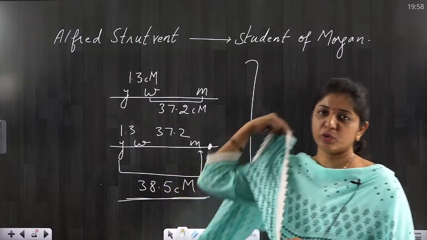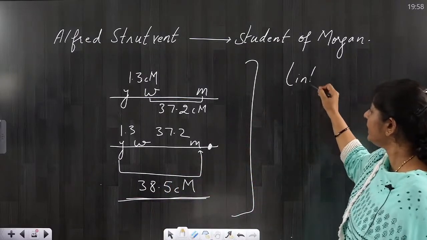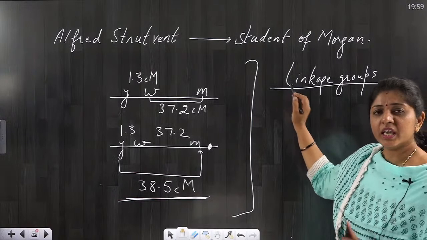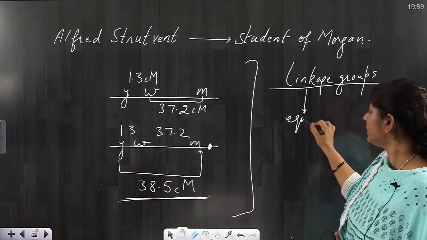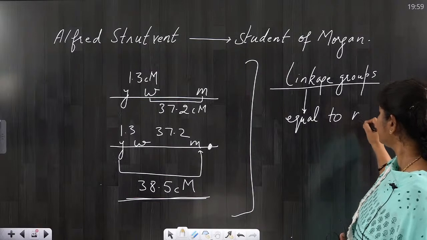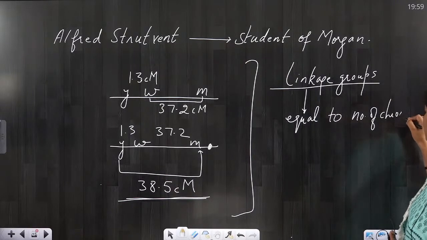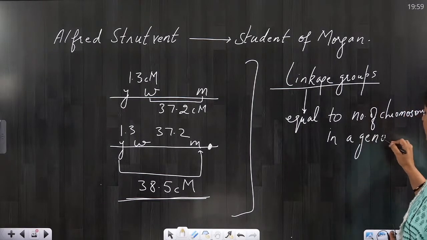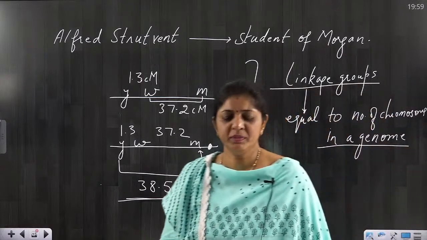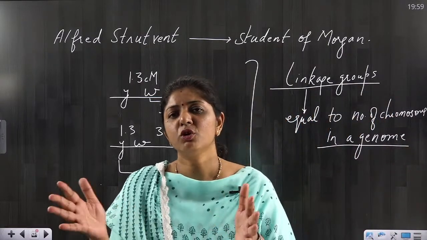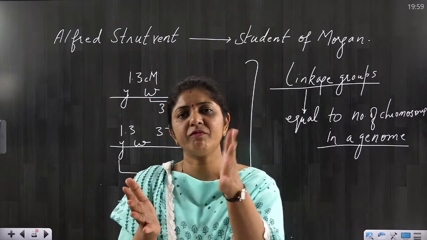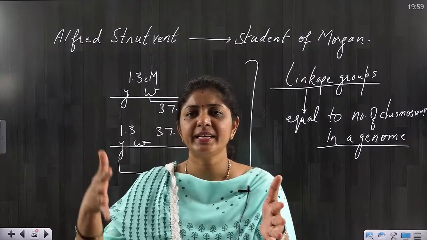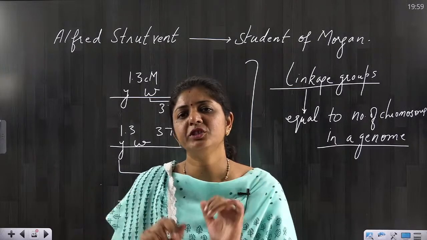Next thing, you should know the point: what do you mean by linkage groups? Linkage groups will be equal to the number of chromosomes in a genome, right? Now what do you mean by genome? Like I said earlier, every chromosome has its homologous. If I am taking 5 chromosomes, 5 together, this is 2n. If I am taking them separate, can I say n and n? This is one genome, this is the second genome, right?